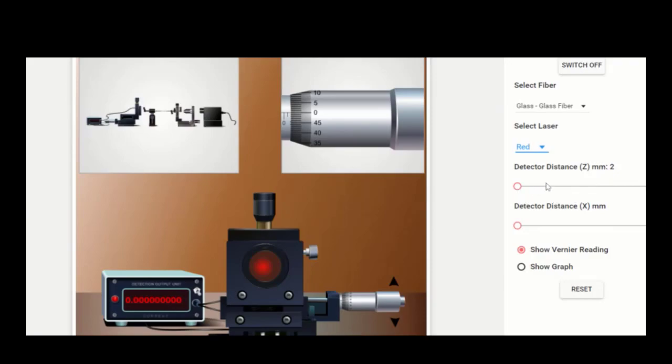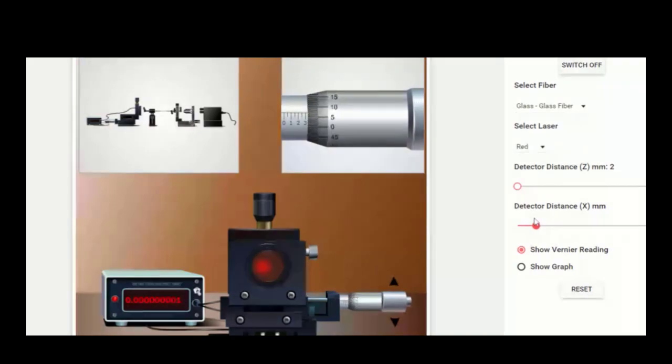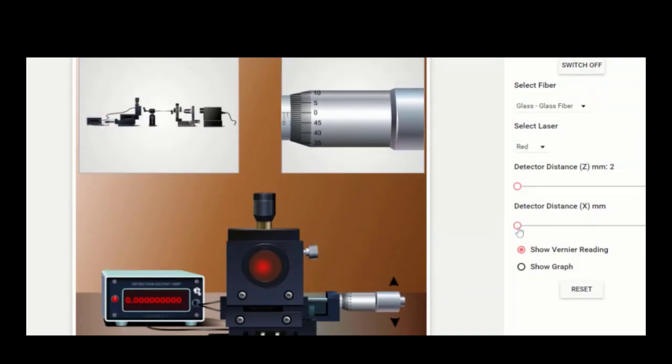Suppose you have taken 2 millimeter detector distance, and using this screw gauge we are varying this distance x. Using this slider you have varied this, and you can see your screw gauge is moving. Can you see this on the screw gauge? Because when we are moving, you see your circular scale is moving. So you have to increase this detector distance x by 0.5 millimeter.